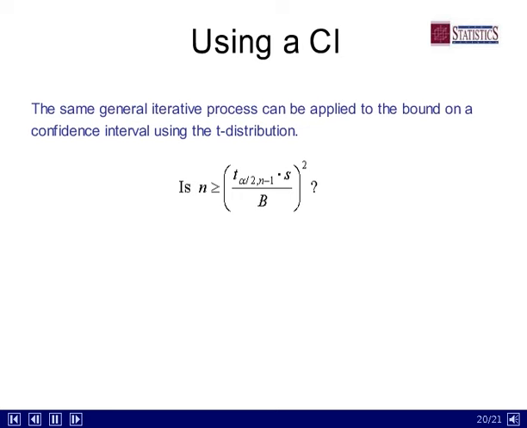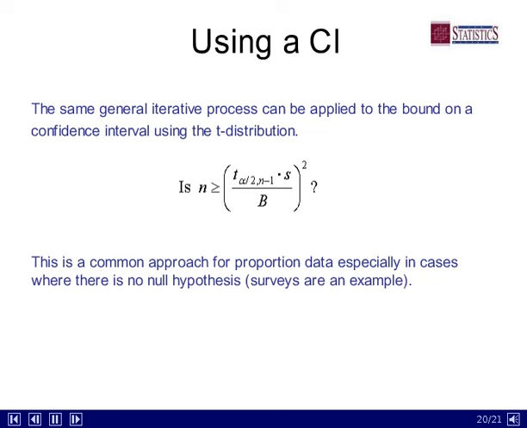I could use the same general iterative approach that can be applied to the bound on a confidence interval for t. Okay, so if I was using s instead, again, I could put the t in, and then I'd have to do that iterative approach as well, because I don't know what the t alpha over 2 value is.